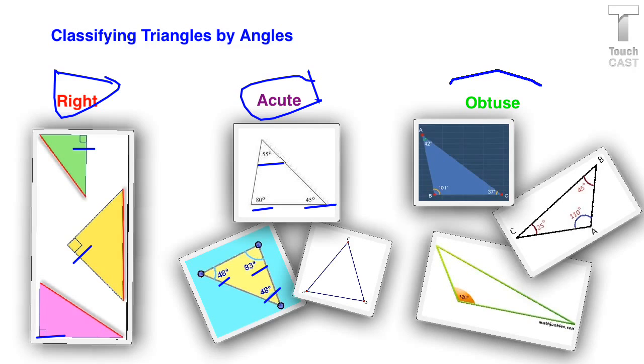Next we have obtuse triangles. An obtuse triangle contains one obtuse angle. So this one contains a 101 degree angle. This one contains a 110 degree angle. This one contains a 120 degree angle. If it has an obtuse angle, it is an obtuse triangle.